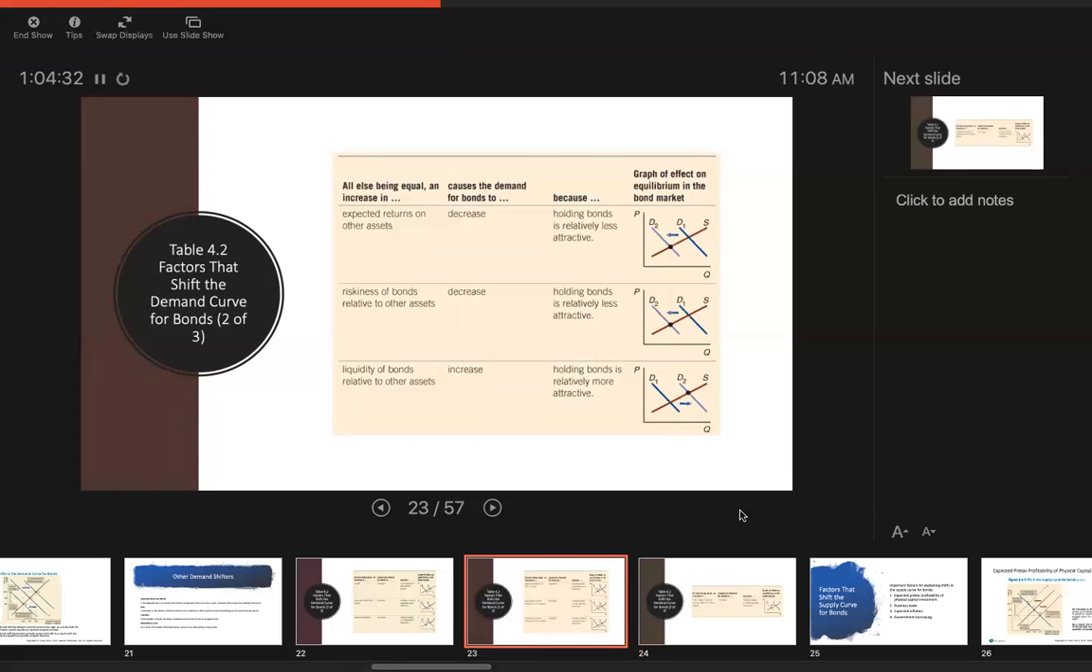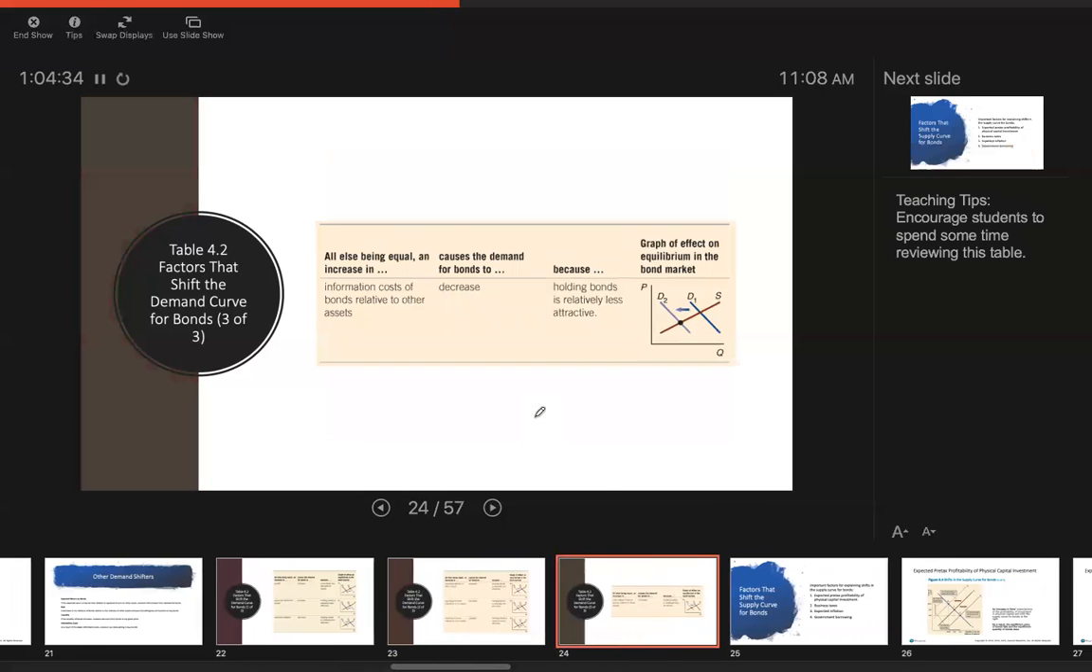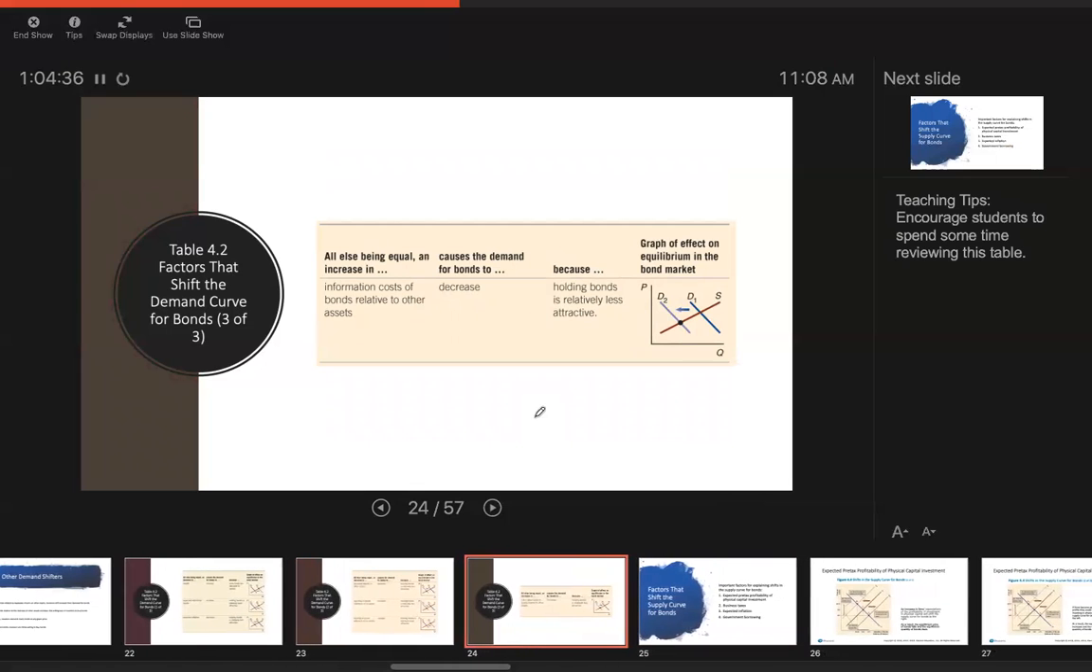It's represented by a rightward shift in the demand curve. And finally, if the information cost associated with bonds goes up, that makes bonds less attractive, and that's represented by a leftward shift in the demand curve. Okay? All right. Hope these things are clear. So that's basically the discussion around the demand side of the bond market, right?